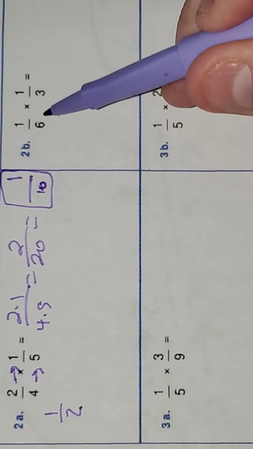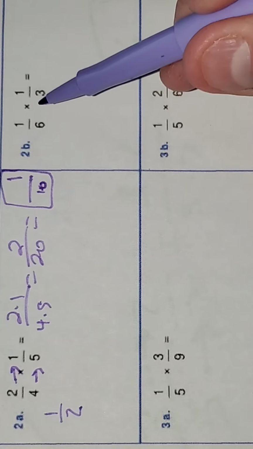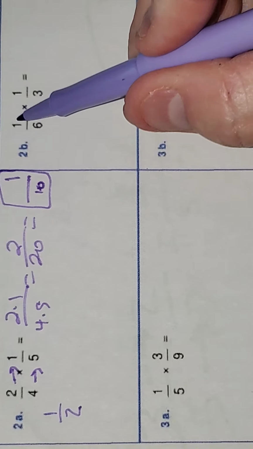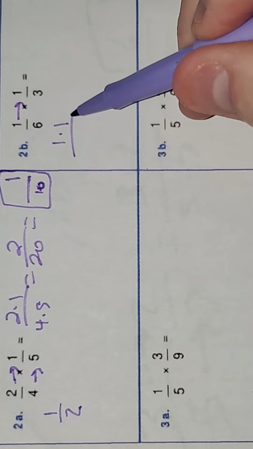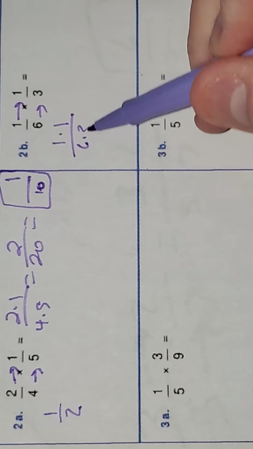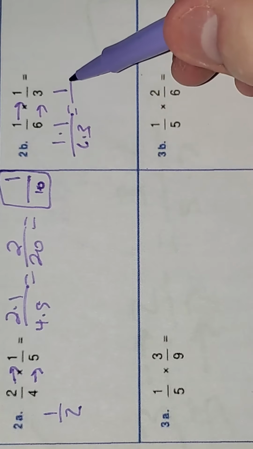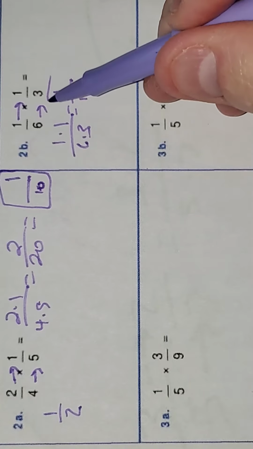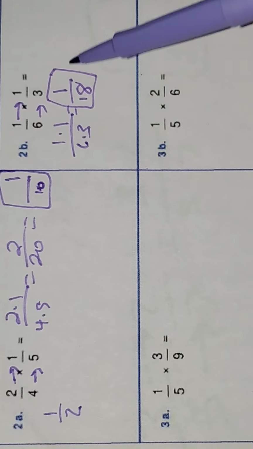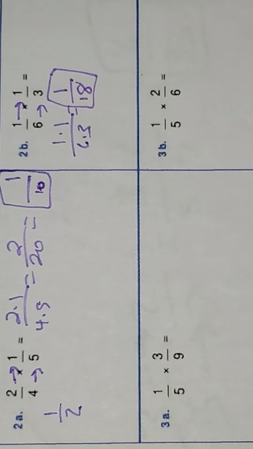Here, since the only things that go into each other are denominators, there's no reducing early. We'll take 1 times 1 over 6 times 3. 1 times 1 is 1. 6 times 3 is 18. And that, again, will be your final answer.